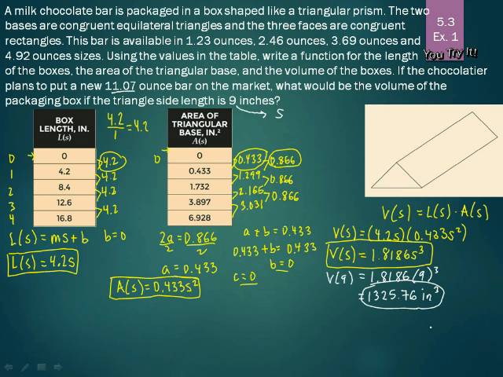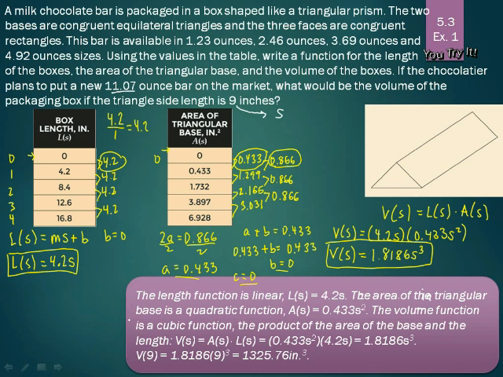Now that we have all of the pieces, we can go ahead and summarize our answer. The length function is linear. L of S equals 4.2S. The area of the triangular base is a quadratic function. A of S equals 0.433S squared. The volume function is a cubic function, the product of the area of the base and the length. V of S equals A of S times L of S equals 0.433S squared times 4.2S equals 1.8186S cubed. V of 9 equals 1.8186 times 9 cubed equals 1,325.76 inches cubed.